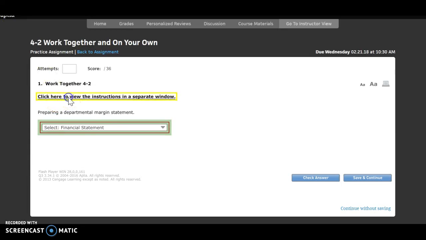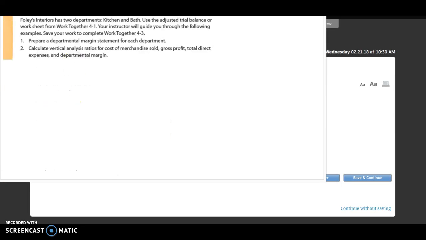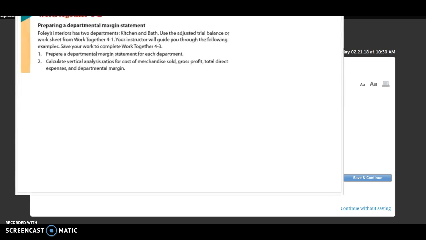For Work Together 4.2. Foley's Interior has two departments, kitchen and bath. Use the adjusted trial balance or worksheet from Work Together 4.1. Number one, we're going to prepare a departmental margin statement for each department. And number two, we need to calculate vertical analysis ratios for cost of merchandise sold, gross profit, total direct expenses, and departmental margin.